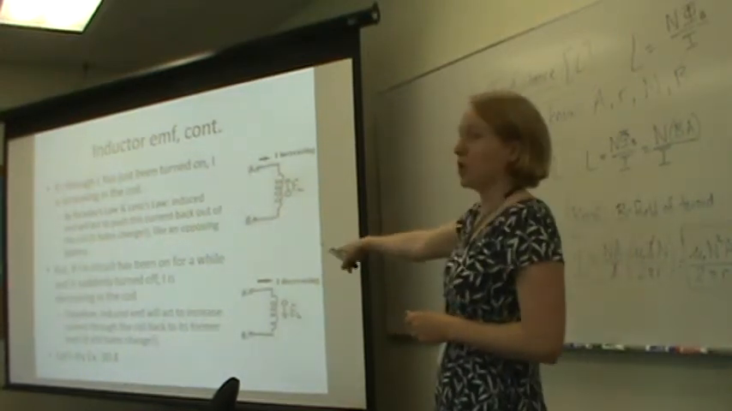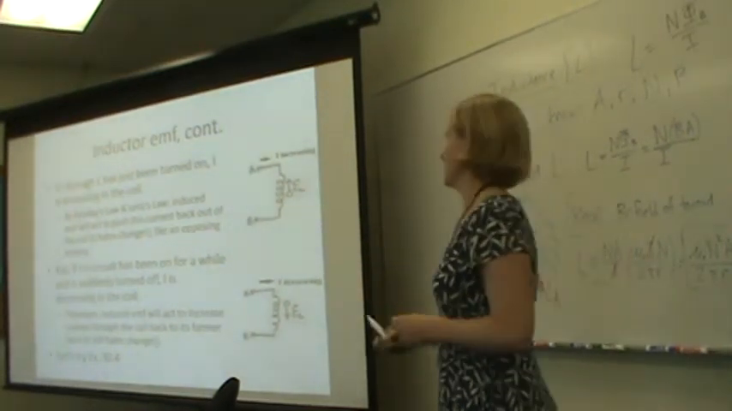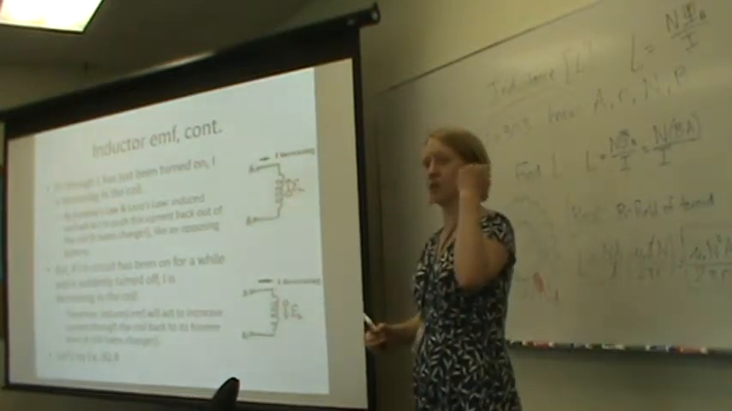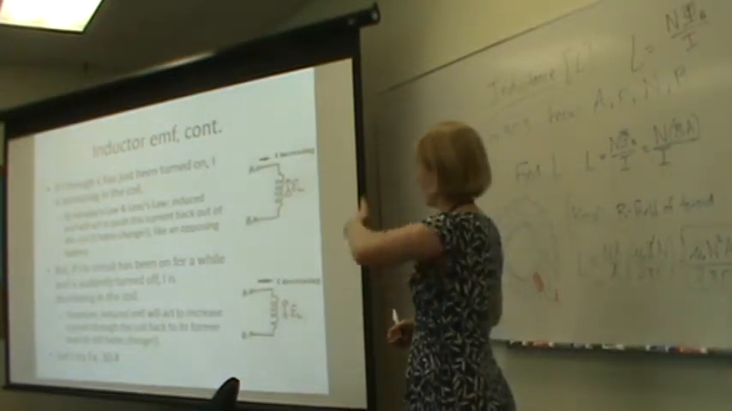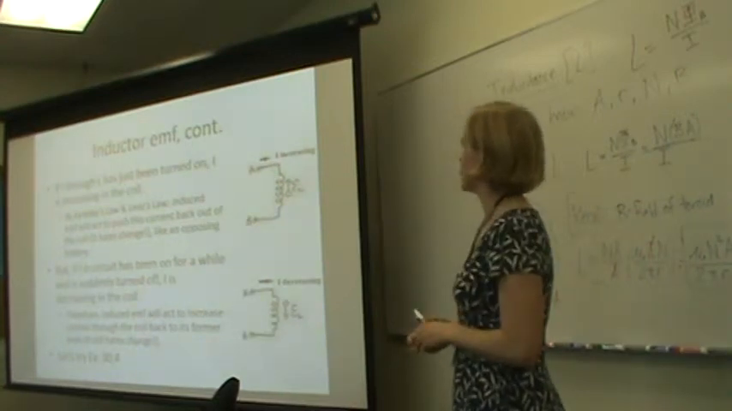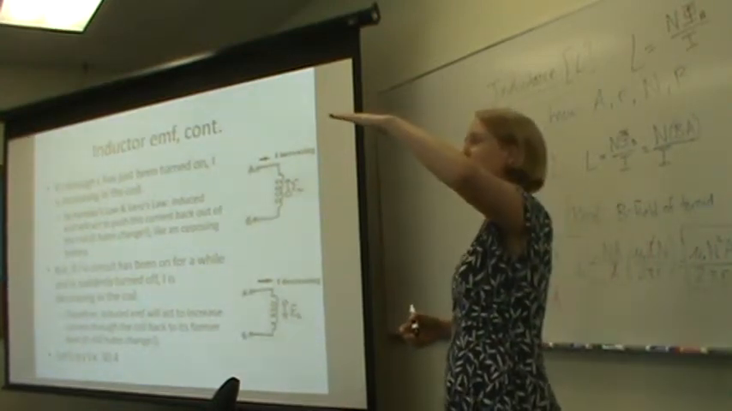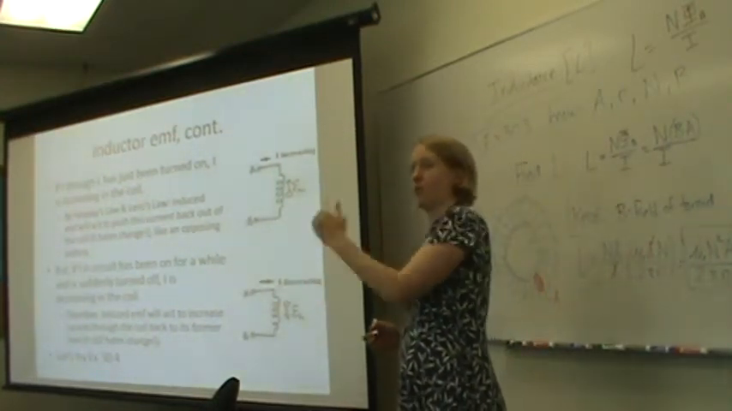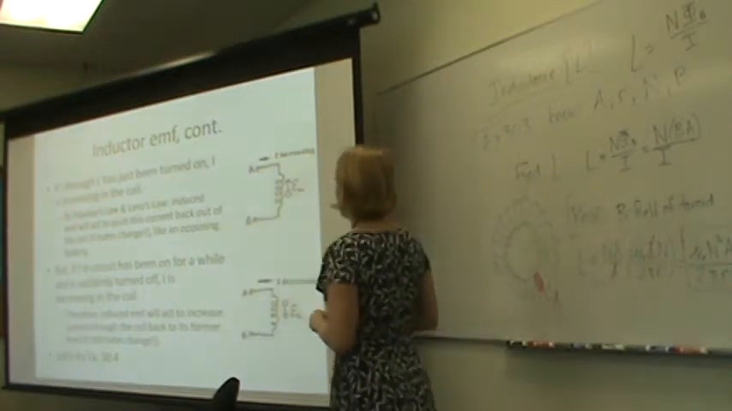And then the moment you turn off your current, so you unplug your current from the switch, or open the switch. Okay. So you went from current being constant, and now suddenly your current's dropping off.